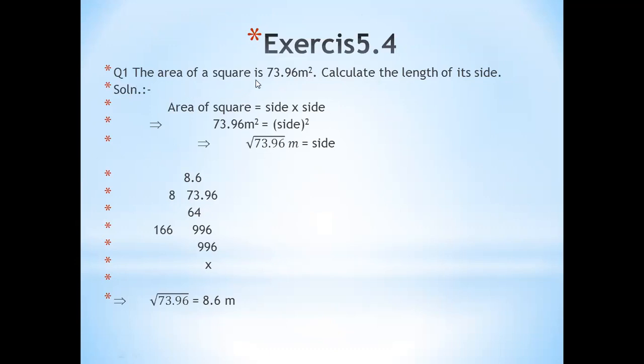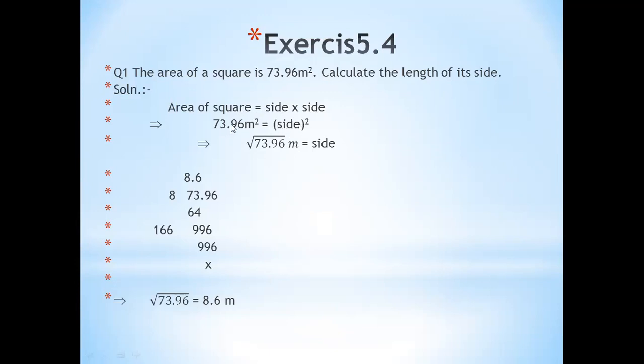The first question is a word problem. The area of a square is 73.96 meters square. Calculate the length of its sides. You know that the area of a square formula is side multiply side. So the area of the square is given. In place of area, we put its value: 73.96 meter square equals side multiply side, so side square. So what will we do?